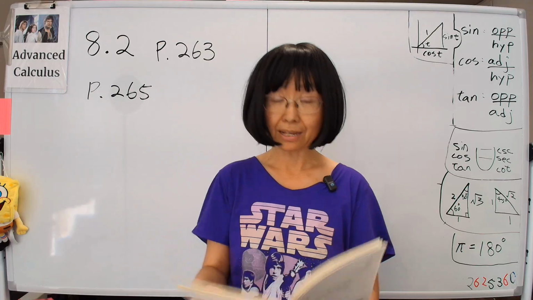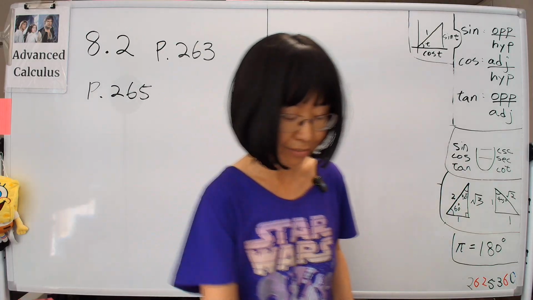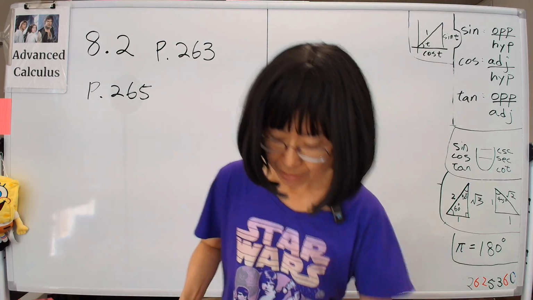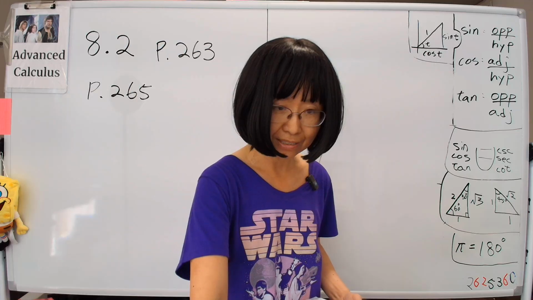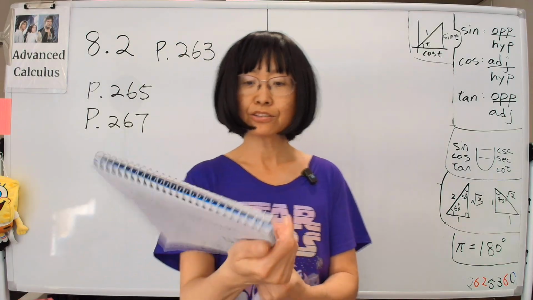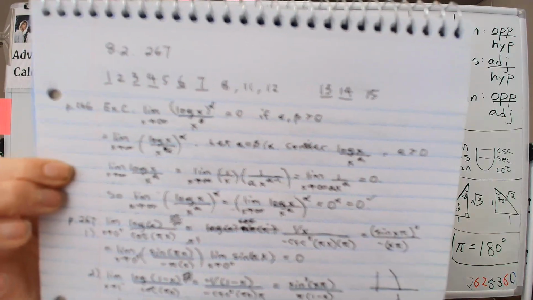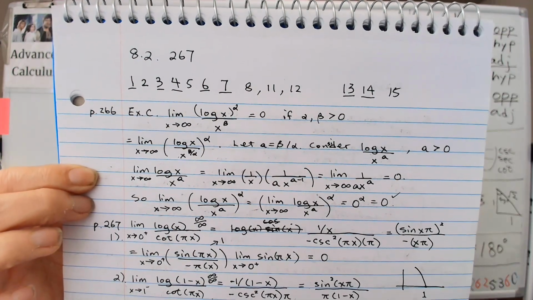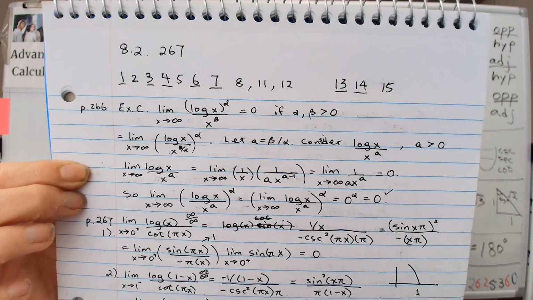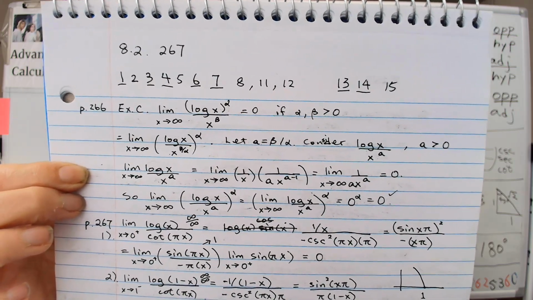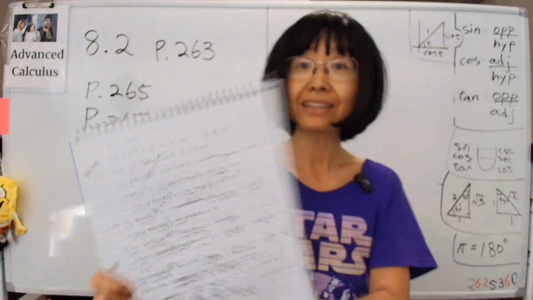That has brought us to the end of this section. For homework, let me write it down first. Please do page 267, problems 1, 2, 3, 4, 5, 6, 7, 8, and then 11, 12, 13, 14, 15. That should do it.